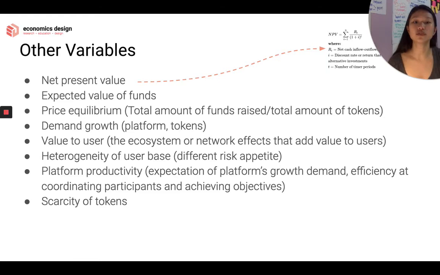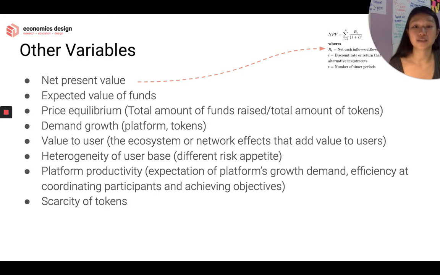And the other variables, these are general variables that general VCs or investors think about anyway. It's not super specific to token ecosystems, but they're still relevant. So the first one is net present value. It's basically a formula that looks at the cash flow in the future, then you discount it to the present value today. So that's how you can define the value of your token ecosystem based on how much value is going to be worth in the future, then you discount it to the present.